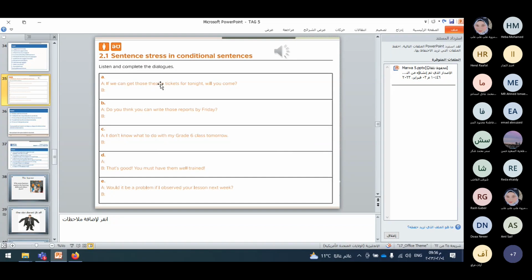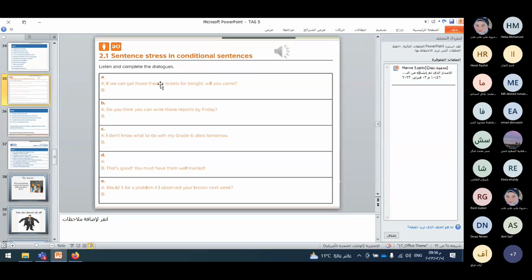So, speaker A, conversation B. Do you think you can write those reports by Friday? Do you think you can write those reports by Friday? What are the two stressed words? Two stressed words only. Think, right. Excellent. Yes, excellent. Right. Excellent. That's it. Wonderful.